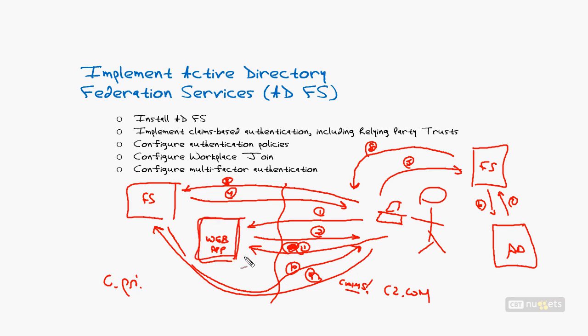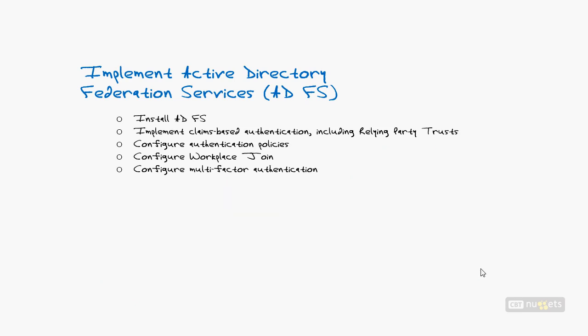Now that's 11 steps. But all this happens through redirects, all this happens automatically, all this happens in the background. So all the user sees is the fact that they're attempting to come here to an application, and eventually they get access to use that application. The cool part about this is that in order to do that, the only thing you have to do is set up the trust and then manage the accounts here in your local Active Directory. Now that's kind of what we're attempting to accomplish here in implementing Active Directory Federation Services.